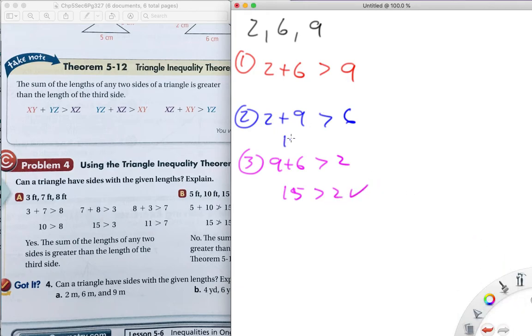2 plus 9 is 11. 11 is greater than 6, so that works. 2 plus 6 is 8. 8 is not greater than 9, so it doesn't work. So this is not a triangle. They will not add up. All 3 scenarios have to work in order for me to say that, hey, I have a triangle.